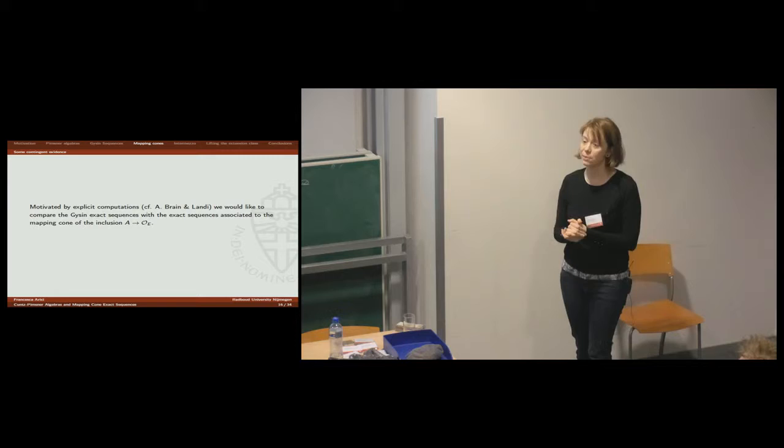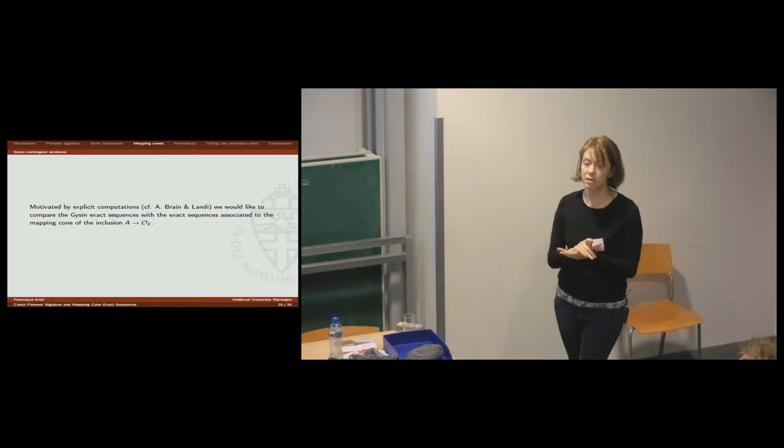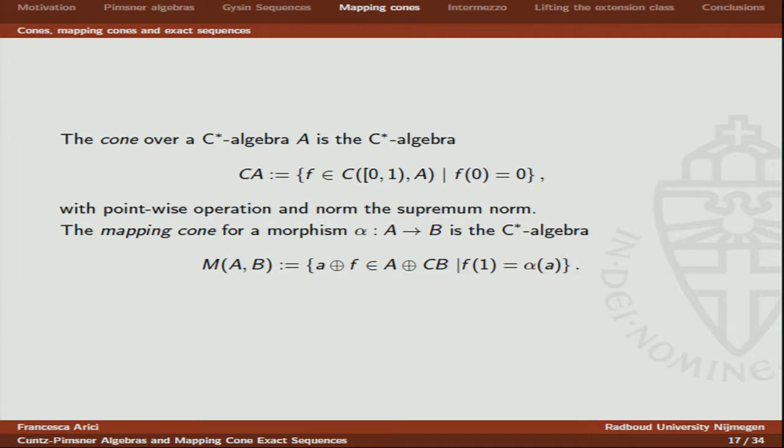So our strategy to prove that this sequence was exact was to compare it to another sequence that we knew was exact. And this sequence was the mapping cone exact sequence associated to the inclusion of the scalars into the total space, so to say. So let me just recall some basic definitions. So suppose you have an algebra A.